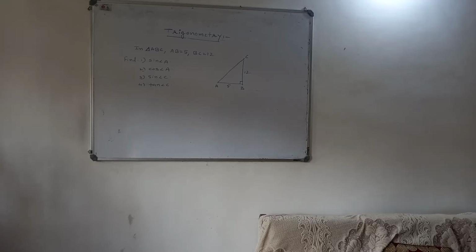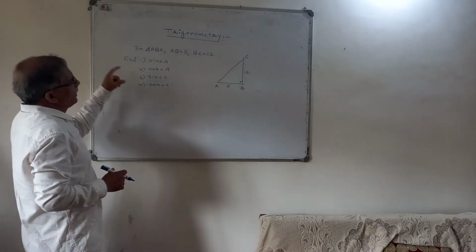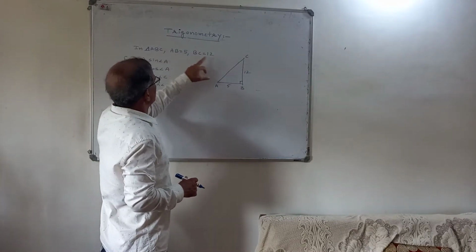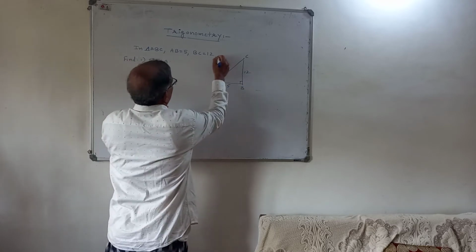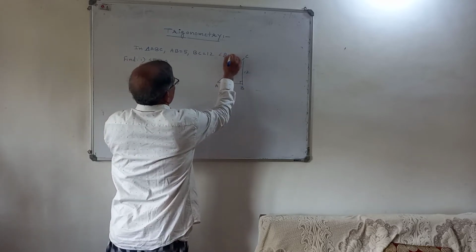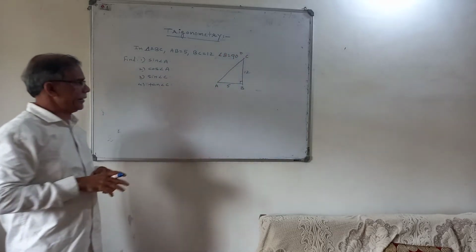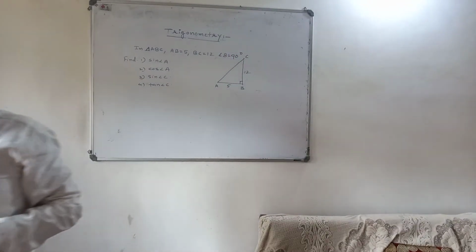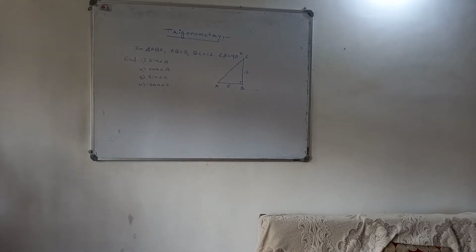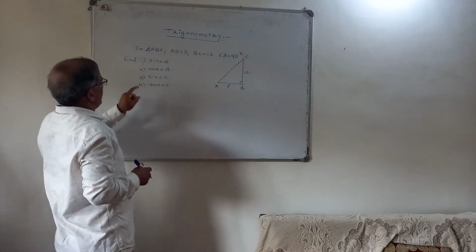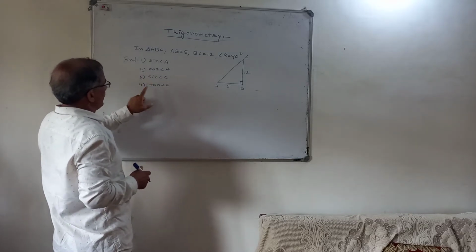Now see, listen here. In triangle ABC, AB is 5, BC is 12 and angle B is equal to 90 degrees. So this information is given. Angle B is 90 degrees means it is a right angle triangle. Now find sin angle A, cos angle A, sin angle C, tan angle C.